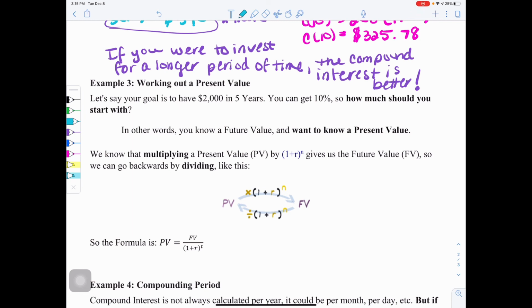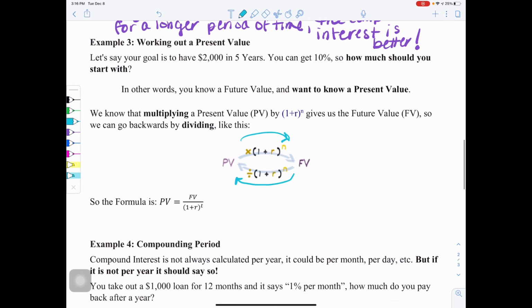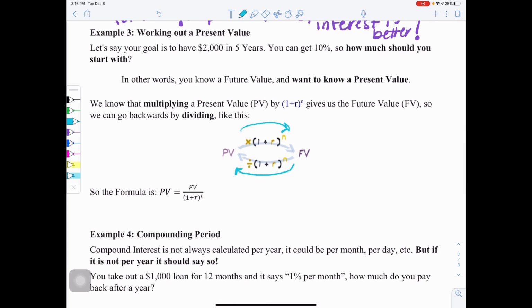We know that multiplying a present value by 1 plus the rate to an exponent gives us the future value. So we can go backwards by dividing. So here you can see going forward, we are timesing by 1 plus the rate to the exponent. So it makes sense that we would want to divide or go backwards. So here's the formula that you see underneath for present value.